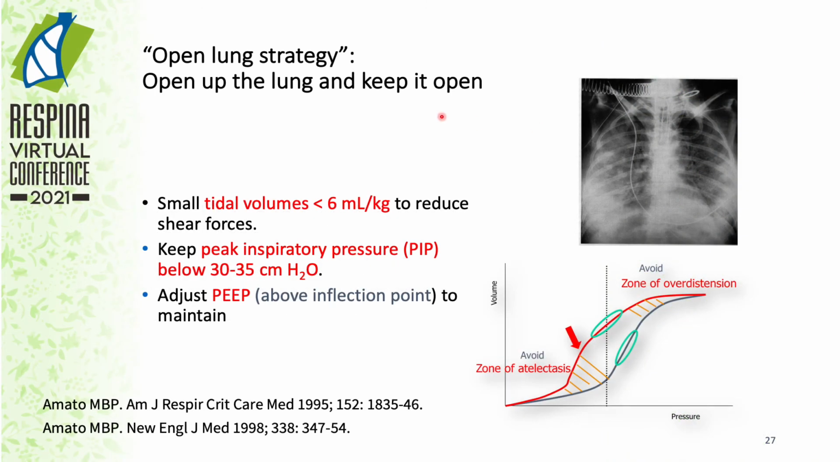For acute respiratory distress syndrome, or ARDS, institute the open lung strategy to open up the lung and keep it open, by adjusting a small tidal volume, less than 6 milliliters per kilogram, to reduce shear forces, keeping peak inspiratory pressure, or PIP, below 30 to 35 centimeters H2O, and adjusting PEEP above the inflection point to maintain it.